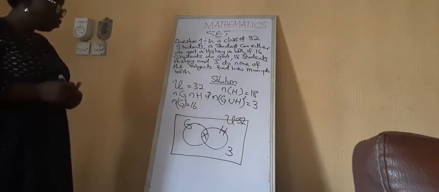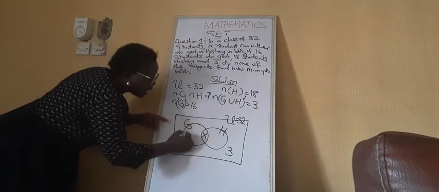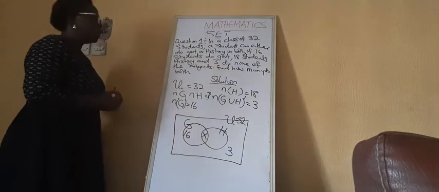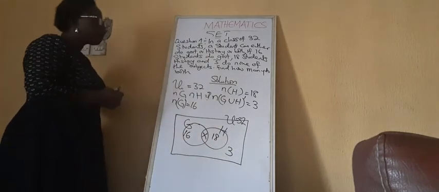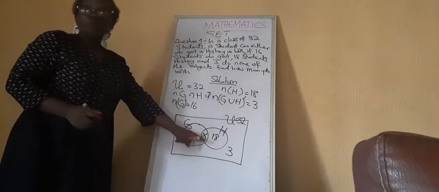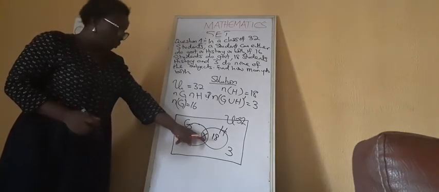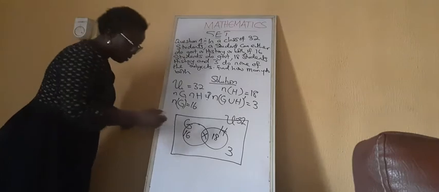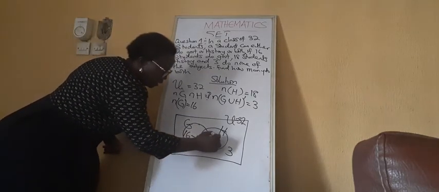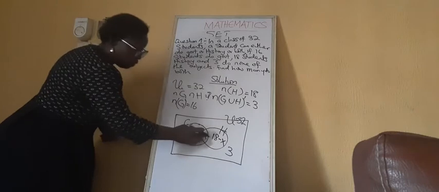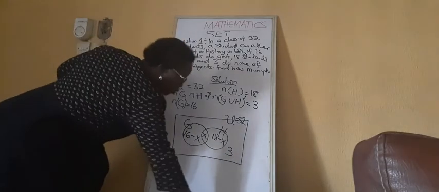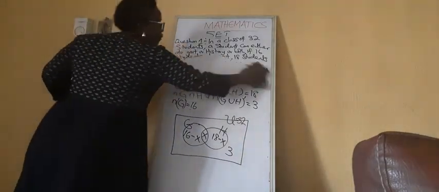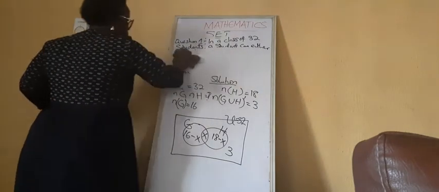If 16 students do government, meaning that 16 will be here, and 18 students do history, 18 will be here. And because we want to find the relationship between them, we don't know it here, you should put minus X here, and the same thing here, minus X, because we want to find the relationship between them. So why can't you interpret it before you solve it? You must interpret before you solve.